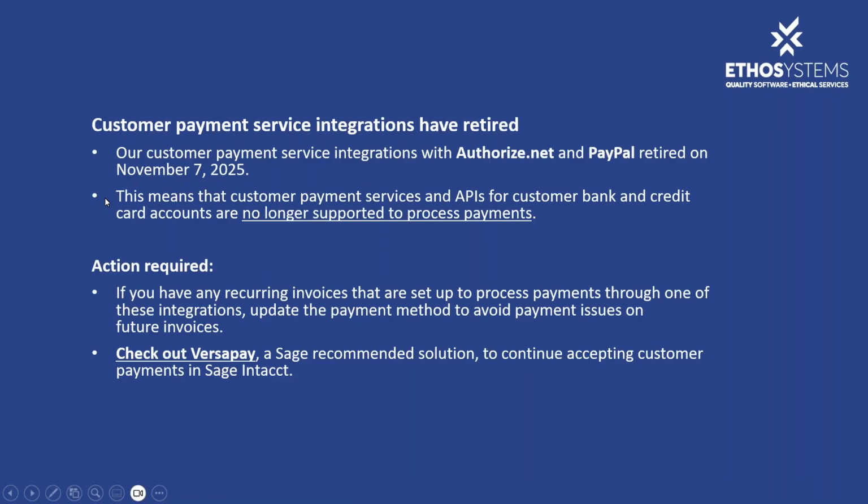Essentially, that means that customer payment services and APIs for customer bank and credit card accounts are no longer supported to process payments. And the effect of that could be that if you have anything set up on recurring invoices, which I know a lot of you do, I know some of you are shaking your head, yes, I can feel it, then yes, we need to address this issue with you. Again, any Authorize.net or PayPal. And they have given us the solution for VersaPay. There's a lot of reasons why they're doing this. Essentially, it comes down to security and streamlining the process for you.